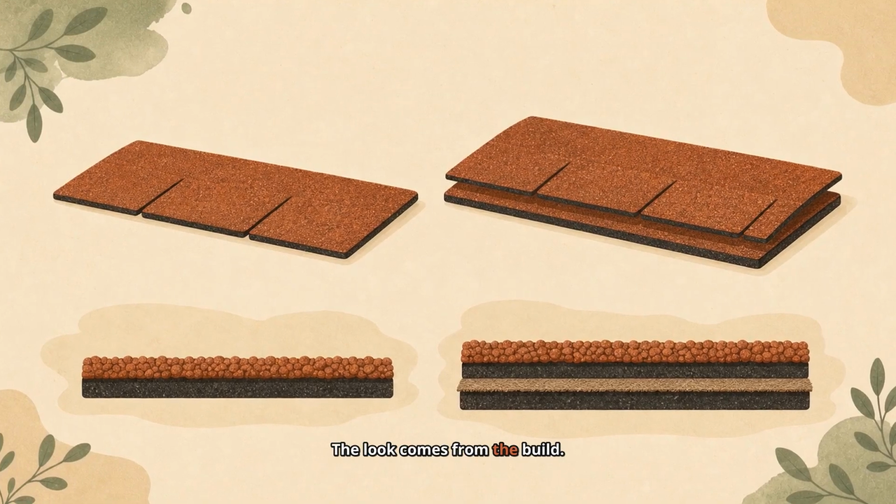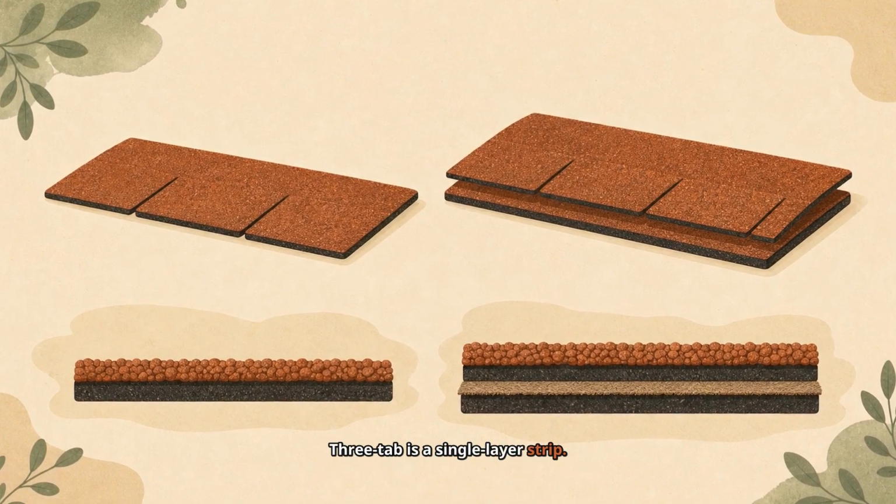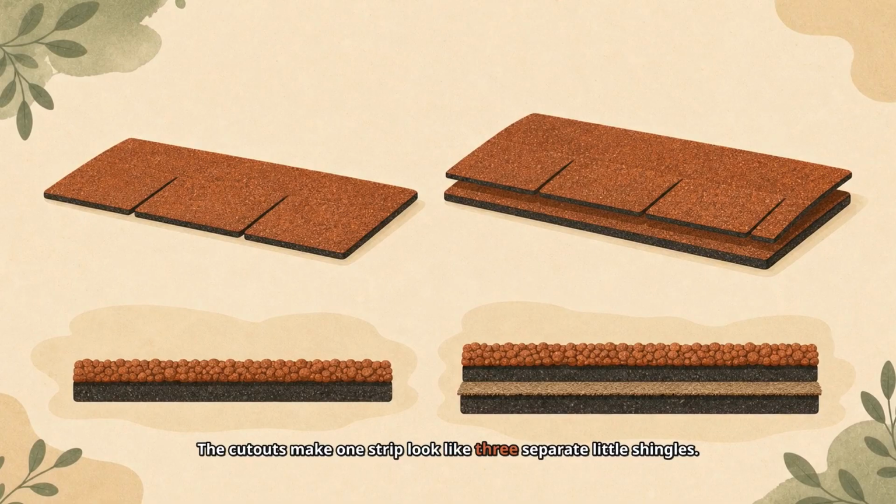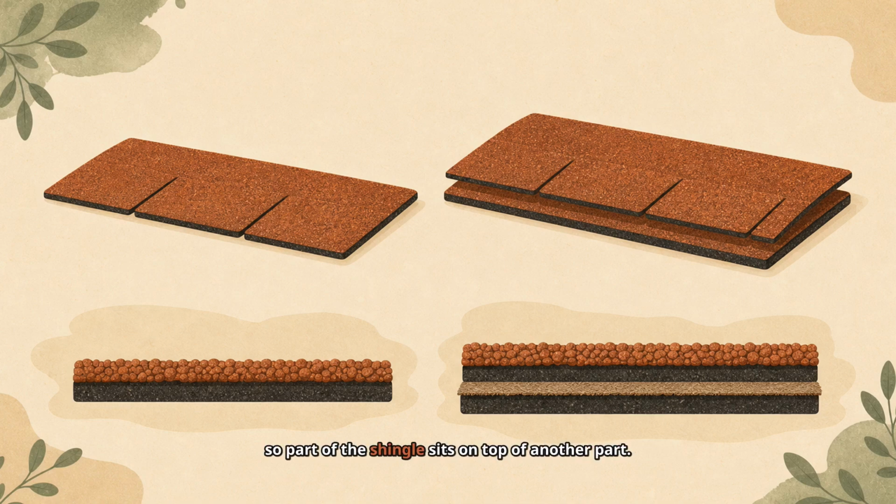The look comes from the build. 3-tab is a single layer strip. The cutouts make one strip look like 3 separate little shingles. Architectural shingles use bonded layers, so part of the shingle sits on top of another part. That extra layer makes depth you can often see from the street.